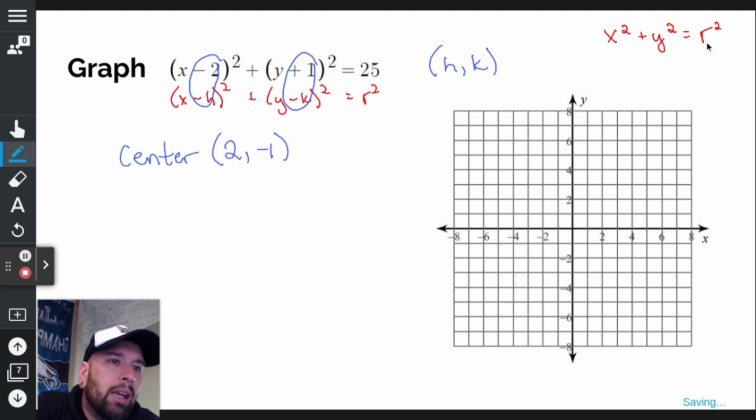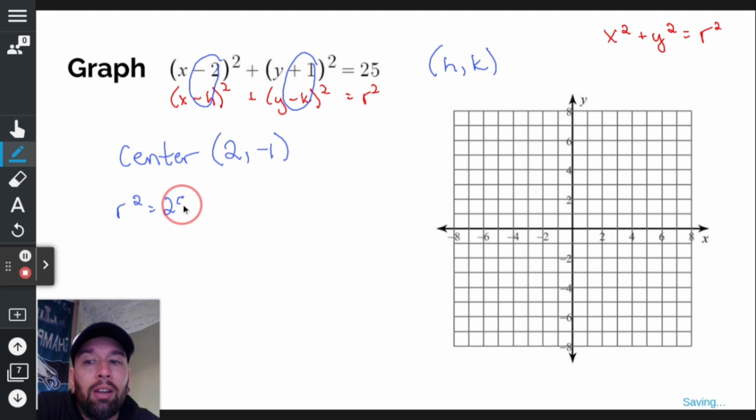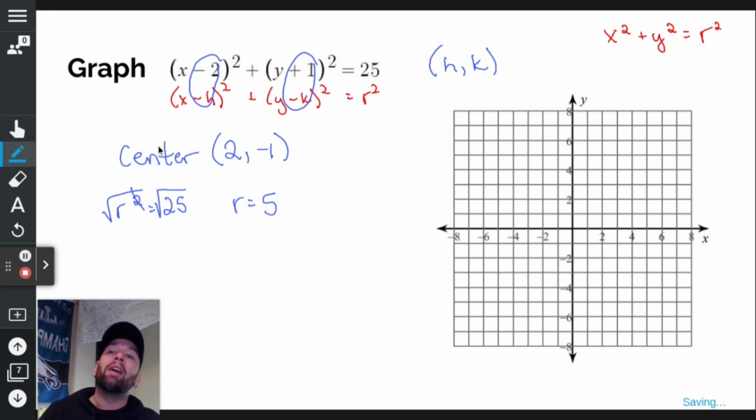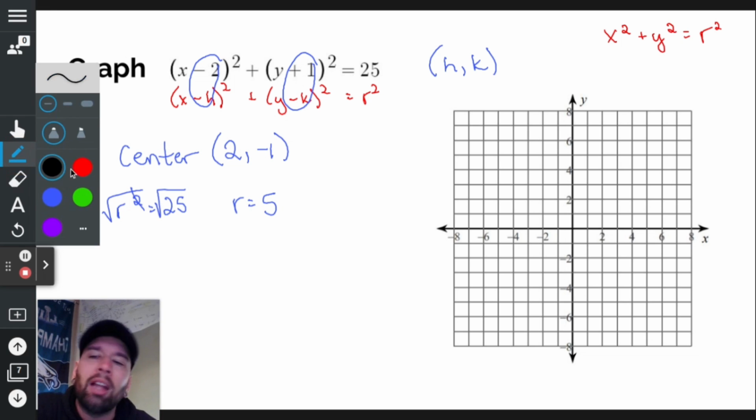Now, in this example I said it equals 25. If I want to find the radius, if radius squared is 25, square root that. We're not going to worry about positives or negatives. r is going to equal 5, which means my radius is 5. So I have enough information to draw this out. My center is (2, -1).